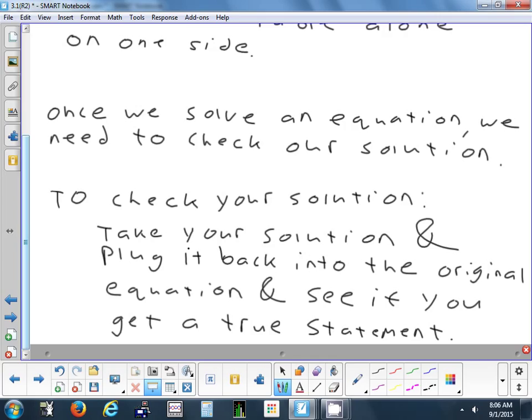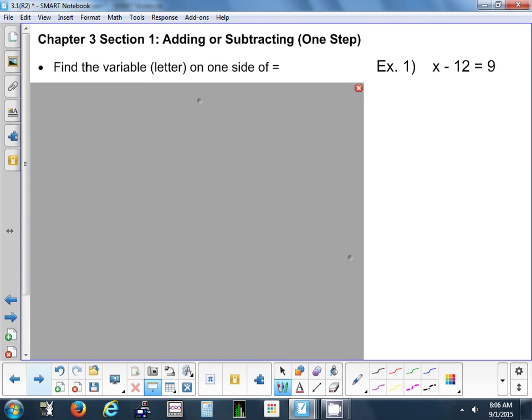So exactly as Sam said, take what you got for your answer, plug it back into the original problem, and see if it works. See if you get a true statement. How many people have had to do that in the past? They have to solve it and then check their answer. Yeah, a lot of people have done that.